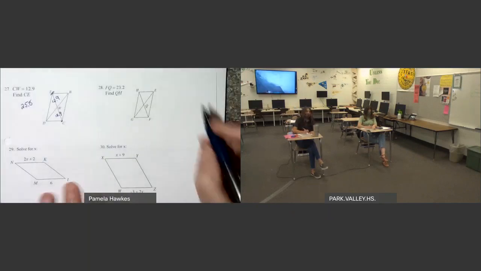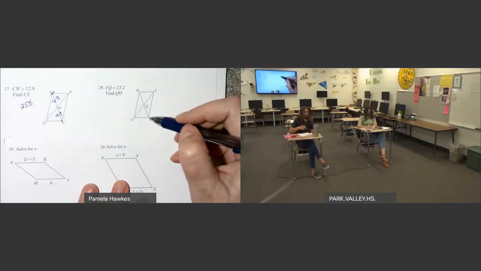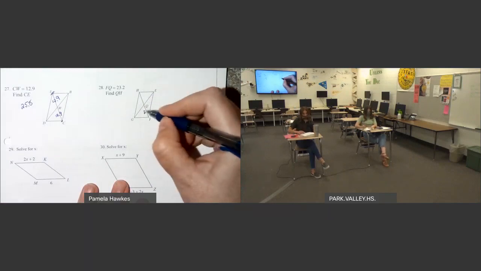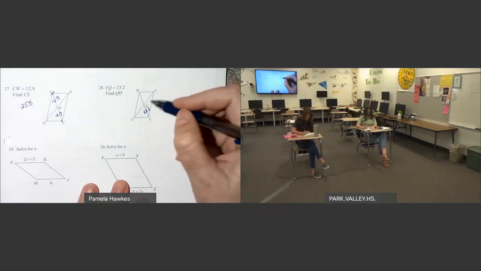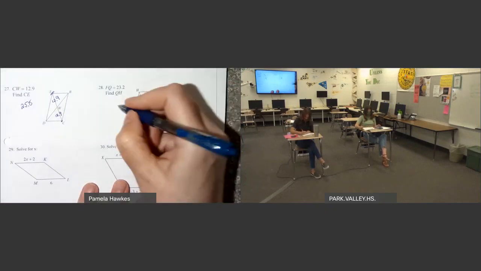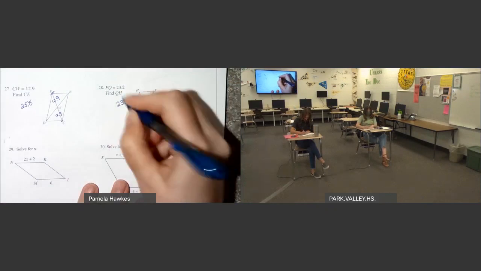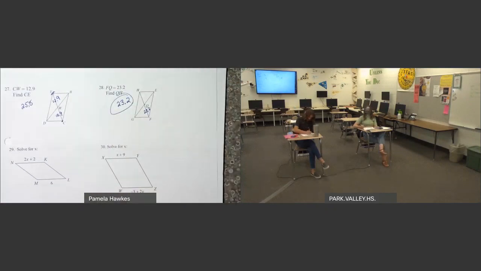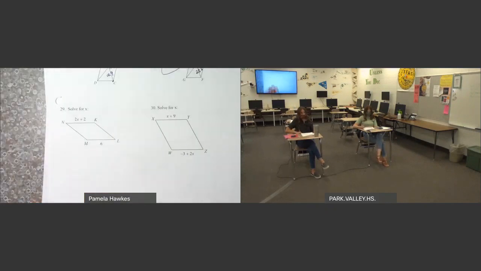Okay, look at this one. It says F to Q. This part is 23.2, and it wants us to find Q to H. It's 23.2. How come I didn't double it this time? Because I only wanted half of it. Good. Okay, look at this one.